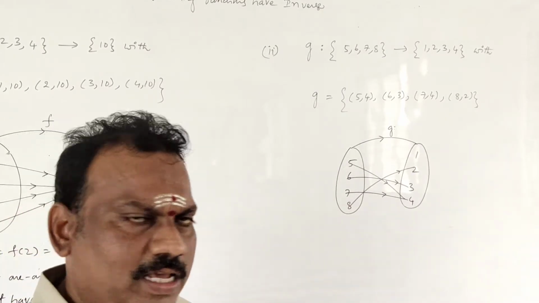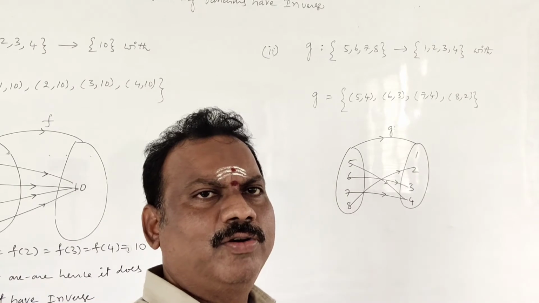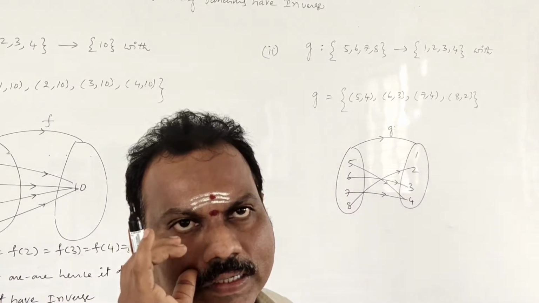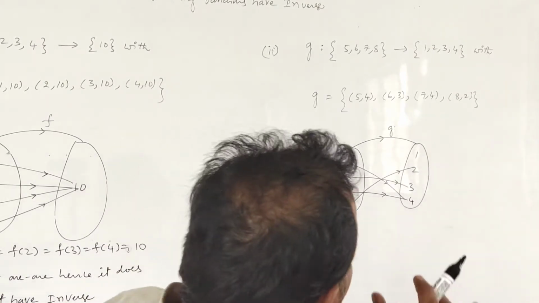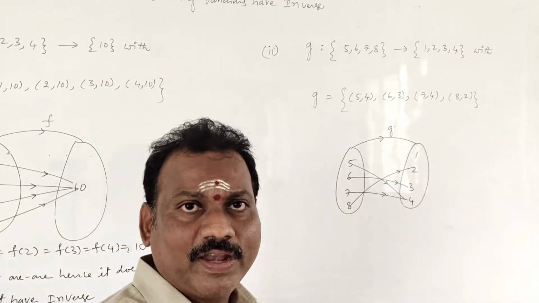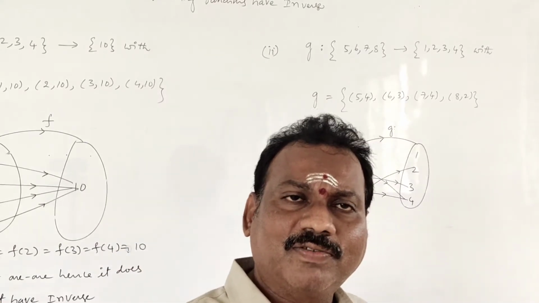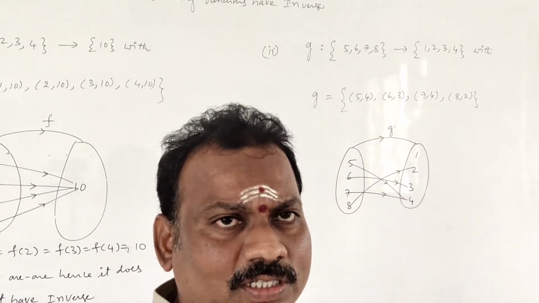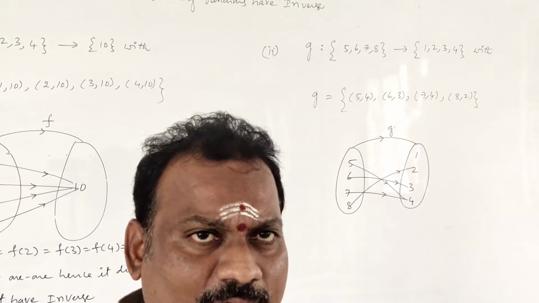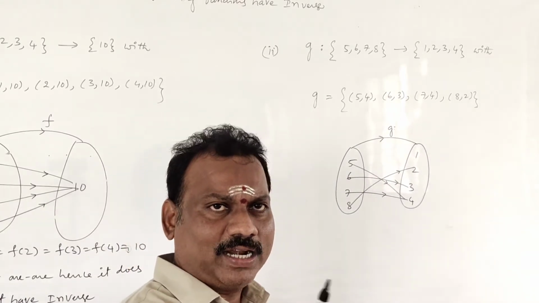Is it a function? Yes. Each and every element of set A has a unique image. So it is a function. Now we have to check whether the inverse exists or not. If the inverse exists, g must be 1-1 and onto. What is 1-1? Different inputs, different outputs. Different elements of the set have different images in set B, correct or not?